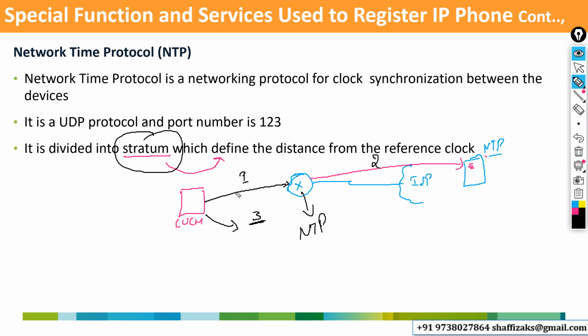Now from the router to CUCM, how many stratum? One we have. That's how the concept of NTP and stratum works. Clear? Getting what this stratum is? Yes, router. See, router will act as a gateway.